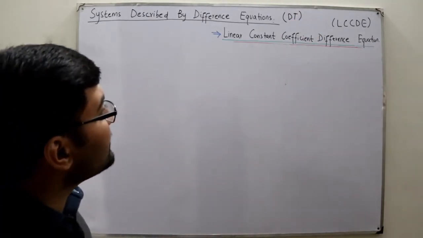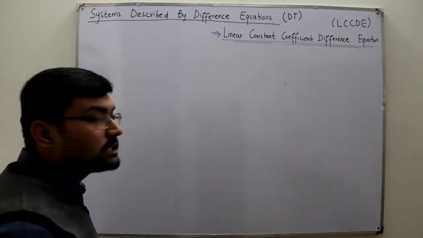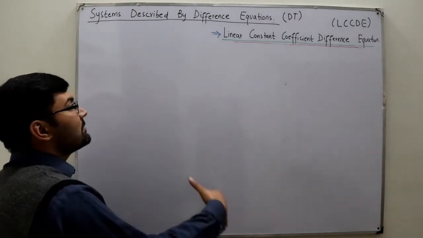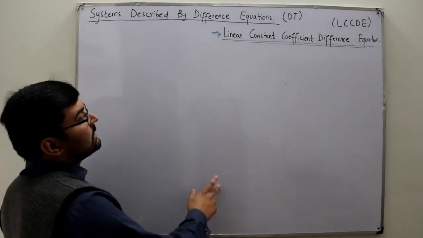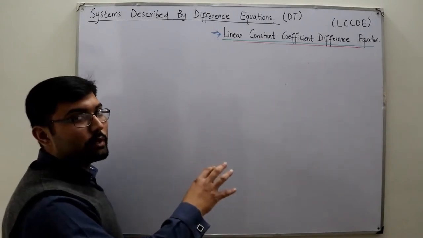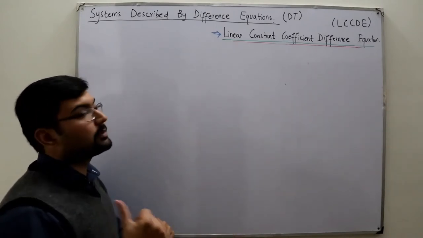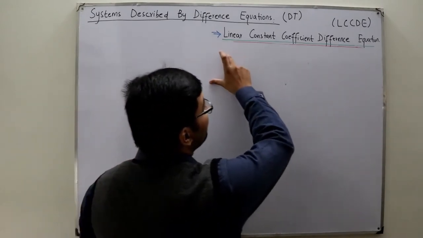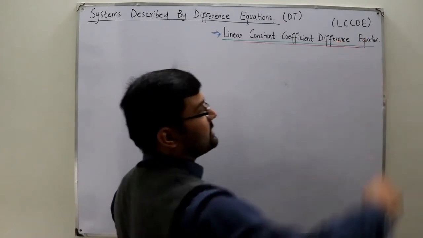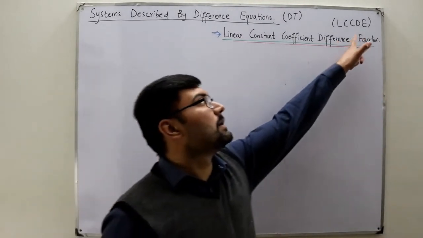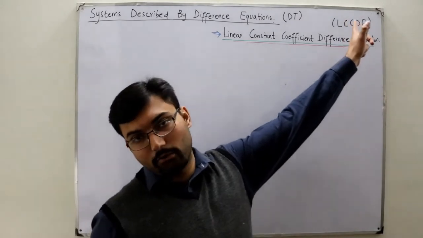Now again, out of the many types of these difference equations, the type that we use to describe our LTI systems, and also the causality property involved, you know how it is from the previous video. So these equations are called linear constant coefficient difference equations. Now the shortcut is the same, but you know now what this D stands for.